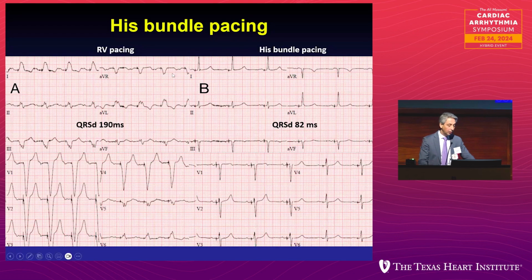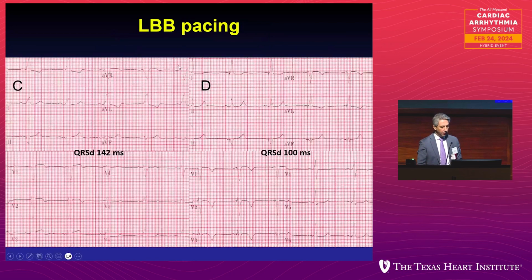So here are examples from 2 of my patients, his bundle pacing. This is the kind of electrical resynchrony that you can achieve. A patient that had RV pacing with a paced QRS of 190 milliseconds, complete heart block, developed cardiomyopathy, and we then placed the His bundle lead and narrowed the QRS, selective His bundle conduction, to 82 milliseconds. The ejection fraction improved from under 35% back to normal, with significant improvement back to normal of exercise capacity.